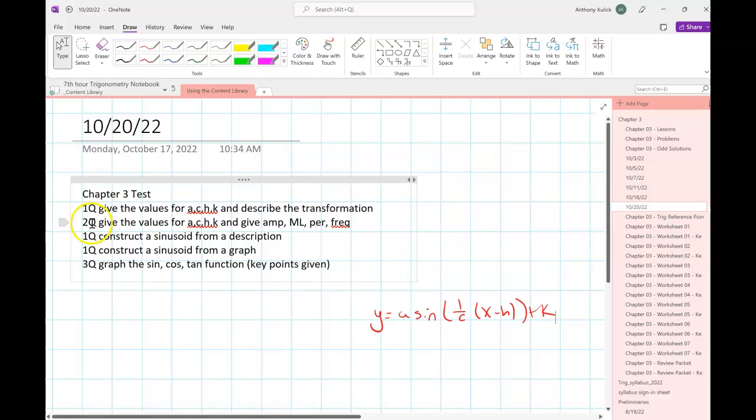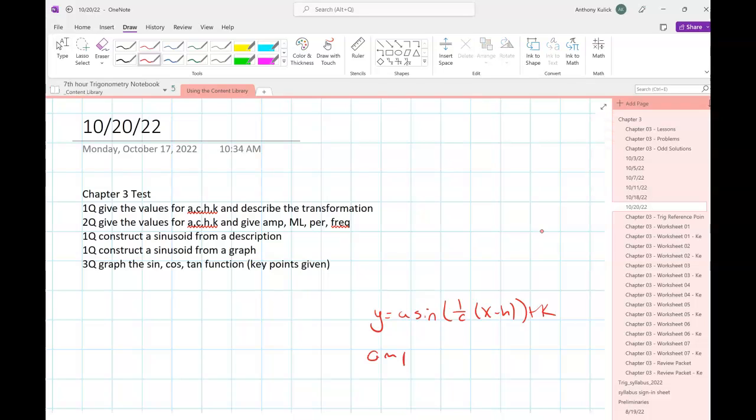It says 2 questions where I ask you to give the values for A, C, H, and K, and then to give me the amplitude, midline, period, frequency. So I would definitely want those formulas, right? Right, you want that stuff.